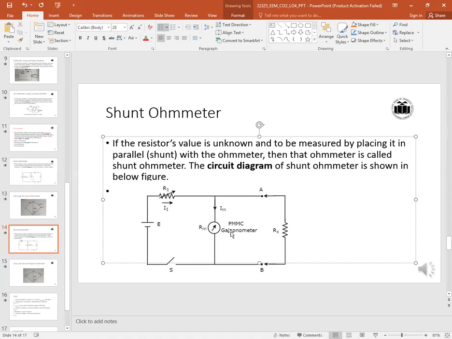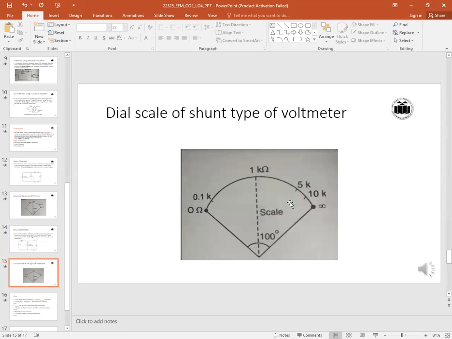So therefore, it will be marked on the left hand side. That means it will be infinity to 0. When the coil is open and when the coil is short circuited, the scale will be marked corresponding to this. As we know, when terminals are shorted, Rx will be 0, so it will indicate the 0 position. And when it is open, it will mark the infinity position, so it moves to the right hand side. So this will be the shunt type ohm meter.